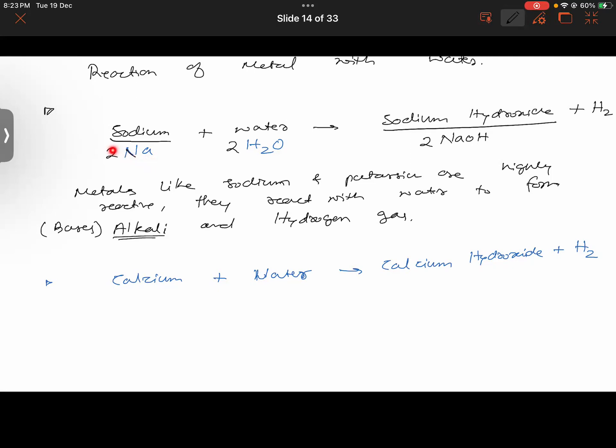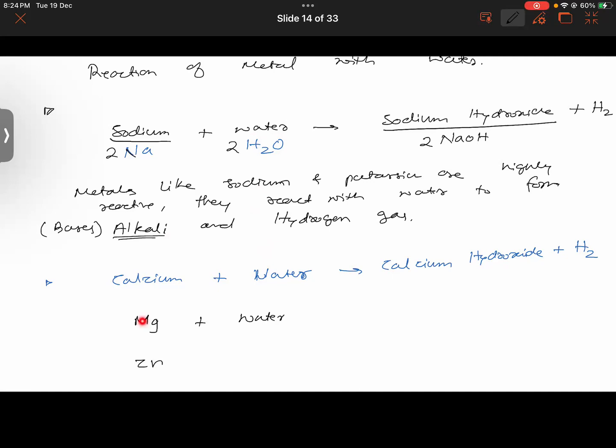Look here, one important thing has to be noted. Only the highly reactive metals will be reacting with water to form a base and evolve hydrogen gas. But we have examples like magnesium or zinc. They will not react with normal water. You will have to give hot water in order for the reaction to take place.